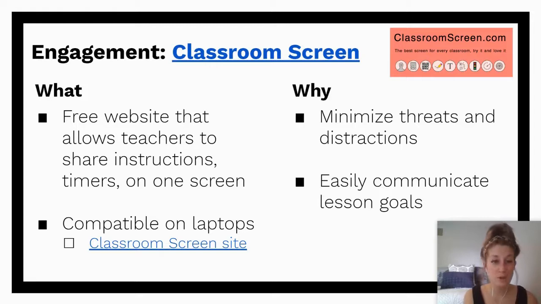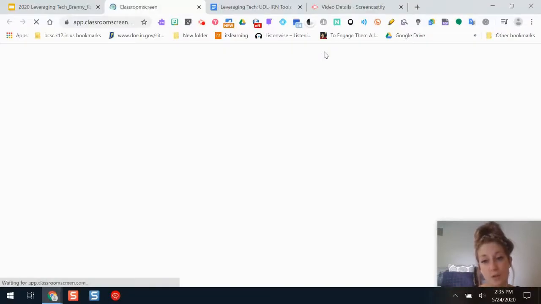The resource I'm going to show you is one that is free to use. All of the ones I'm going to show you are, and it is called Classroom Screen. This is a great resource to use if you're in a physical classroom, or if you're teaching virtually and maybe doing a Zoom call or a Google Hangout. What it allows you to do is to communicate all of your resources on one screen, which can help minimize threats and distractions because students know what they're supposed to be working on. And it allows you to easily communicate lesson goals so they know what to work on and to stay working towards that.